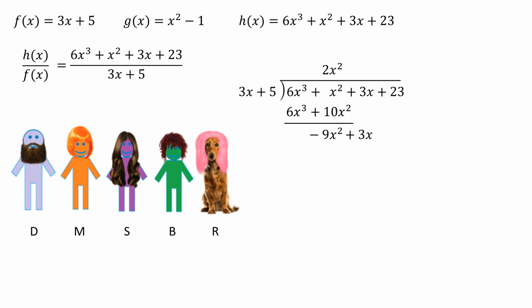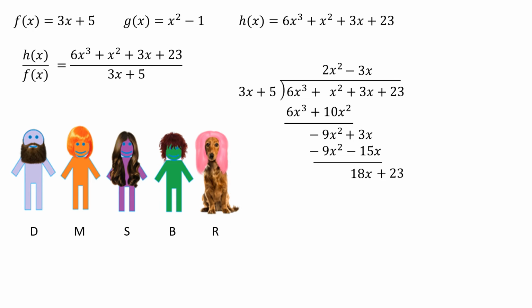Divide 3x into negative 9x squared. That'll be a negative 3x. Let's multiply. I get negative 9x squared minus 15x. Again, this is tricky. I've got to subtract. The negative 9x squared, subtract negative 9x squared disappears. But 3x subtract a negative 15x becomes positive 18x, right? 3 subtract negative 15. Bring down the 23.